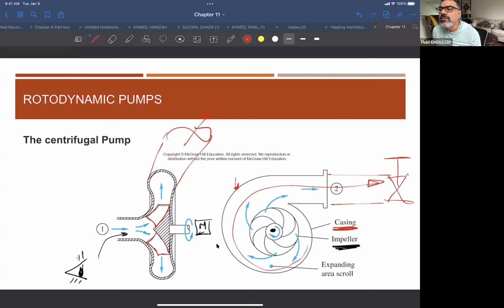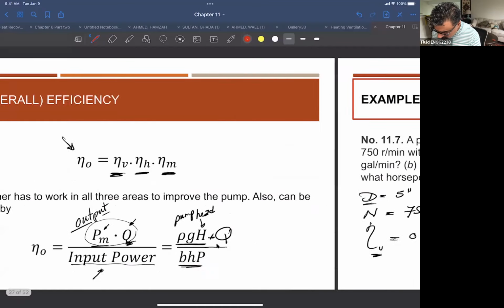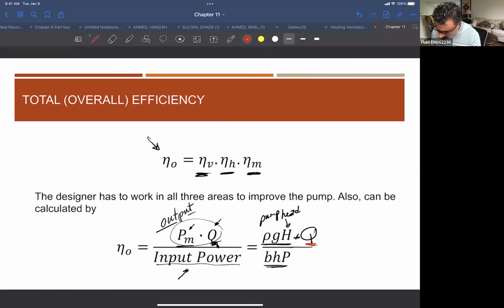Should I slide to the total efficiency here? Yes, yes, sorry, I forgot to show this one here.